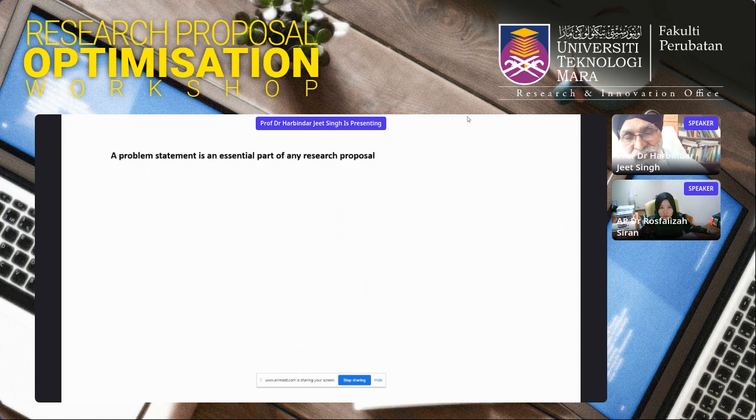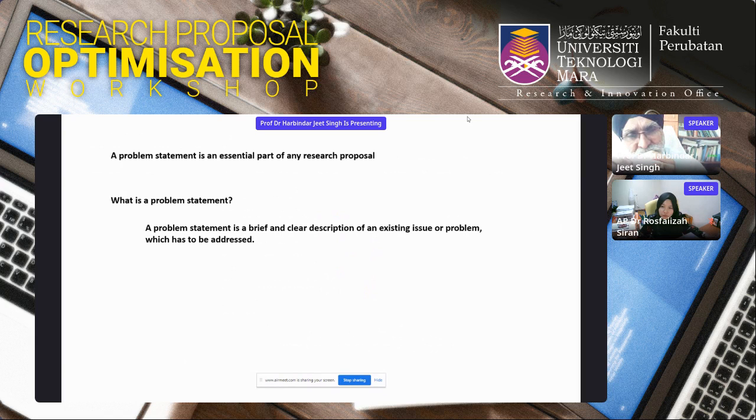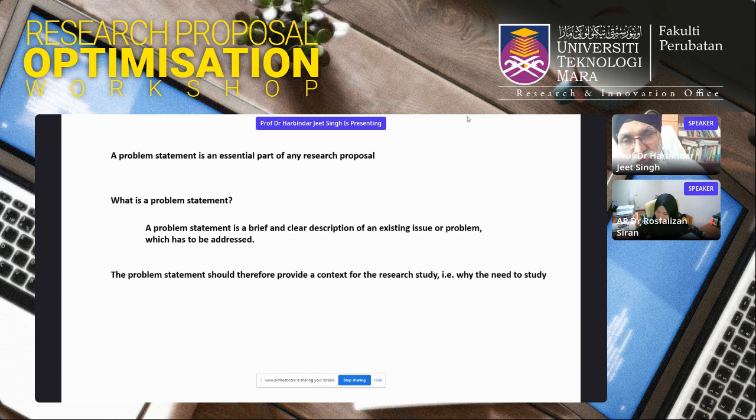All right. So as I mentioned just now, problem statement is an essential part of any research proposal. And so what is a problem statement? It is actually a very brief and a clear description of the existing issue or problem which has to be addressed. So it needn't be very long, but in that problem statement, you have to clearly describe the existing problem and why it has to be addressed. So it should therefore provide a context for the research study.